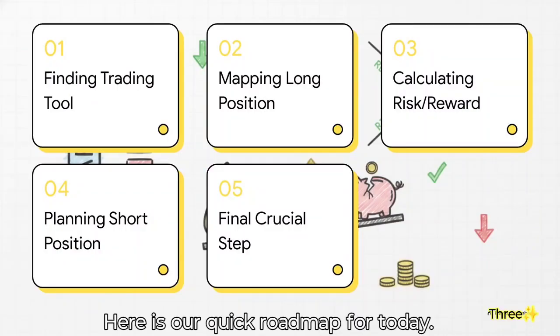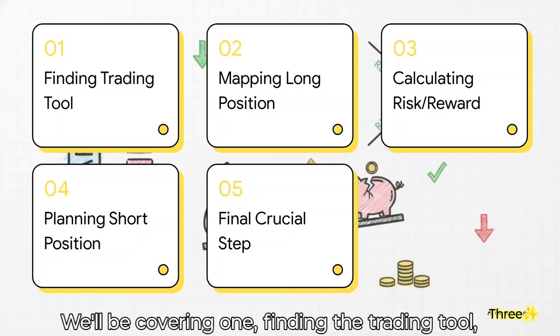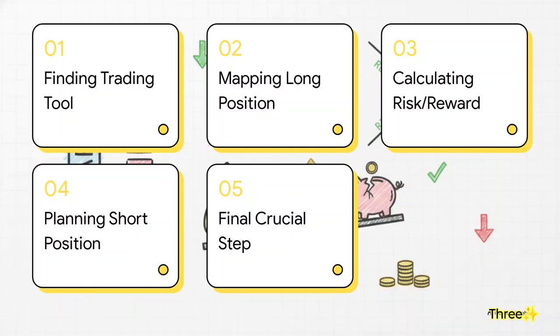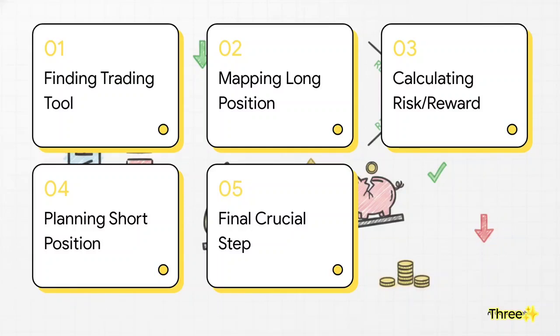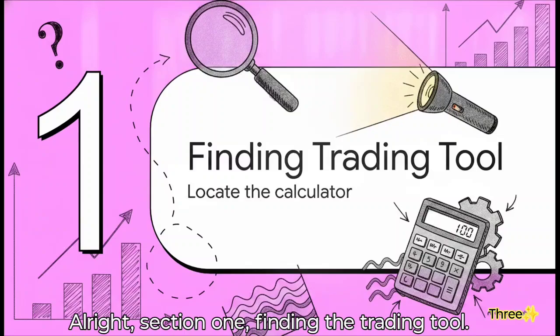Here is our quick roadmap for today. We'll be covering: 1. Finding the trading tool. 2. Mapping a long position. 3. Calculating risk and reward. 4. Planning a short position. And 5. The final crucial step. All right, section 1. Finding the trading tool.